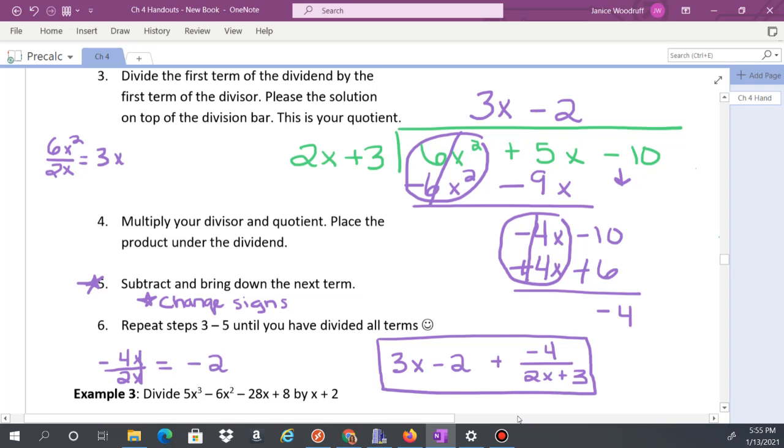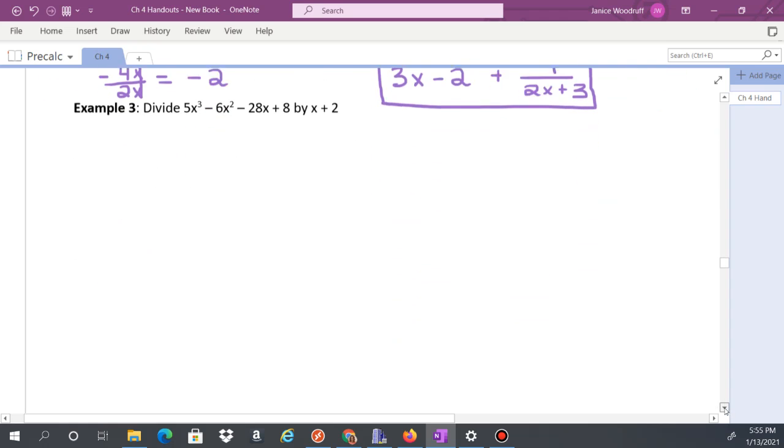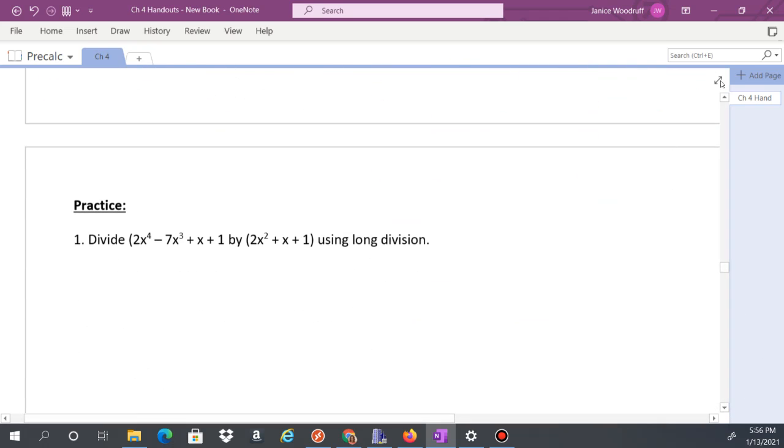All right. So let's do one more example of this, and then we've got to get to some of the zeros.